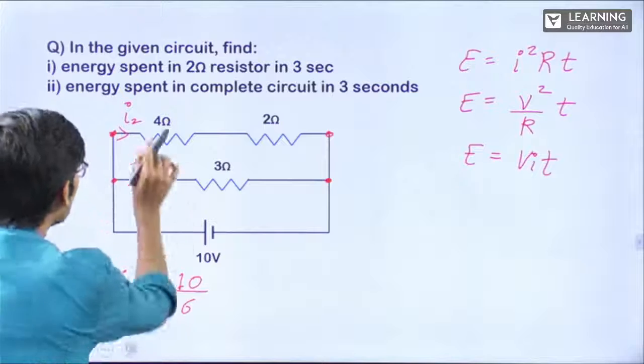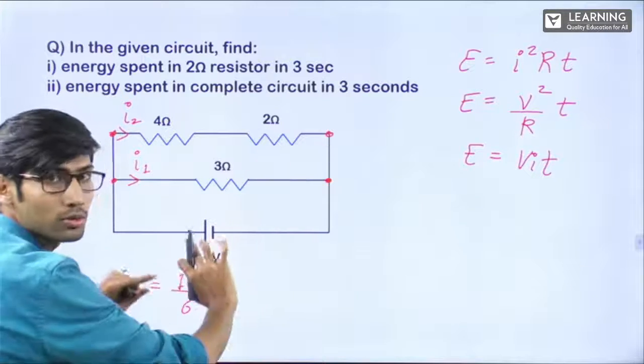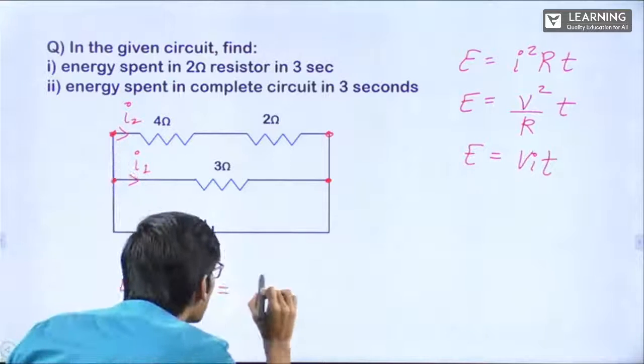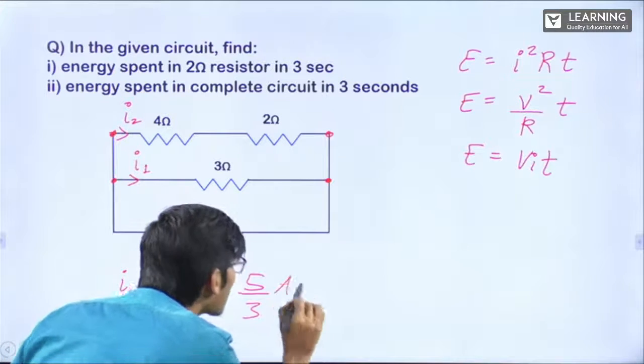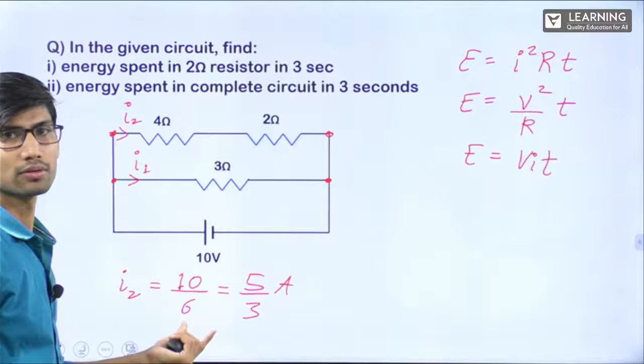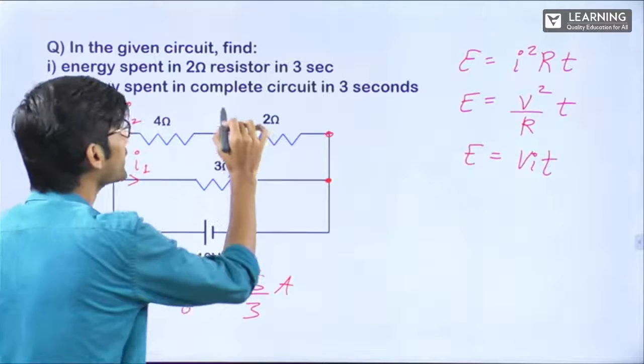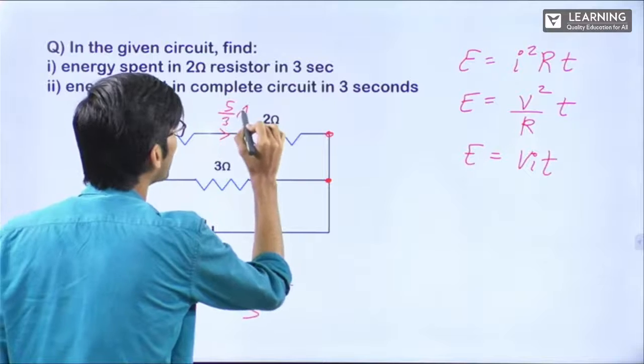So now I2 is equal to potential difference across this upon the total resistance. The same current will flow through both the resistors, correct? So this will be 5 by 3 ampere. 2 5s are 10, 2 3s are 6. 5 by 3 ampere. So here the current that is going is 5 by 3 ampere.